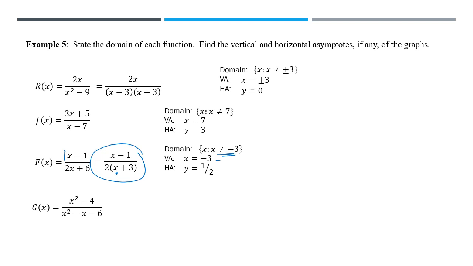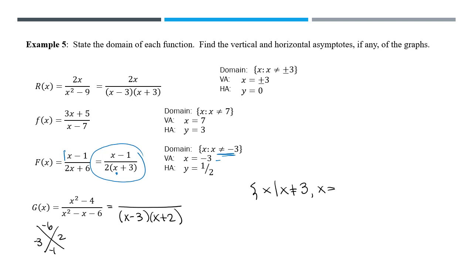Okay, so now for the fourth one that we have here, factor the denominator. This factors to x minus 3 times x plus 2. We were looking for two numbers multiplied to be negative 6, add to be negative 1. So we came up with negative 3 and positive 2. And we're ready to state the domain. So the domain is all real numbers x, such that x does not equal 3 and x does not equal negative 2. Okay, so now be careful.